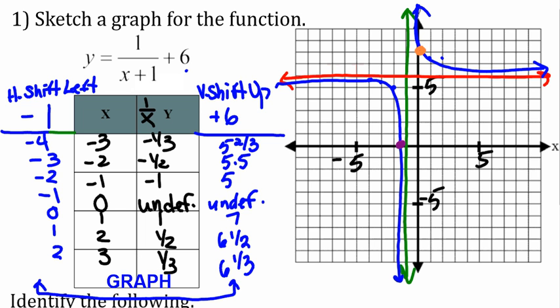So plotting our points, we saw the curves developed, and we know that also we should have some asymptotes. Now think about the transformations that we did. We moved everything to the left 1 and up 6. So the asymptotes would follow suit.